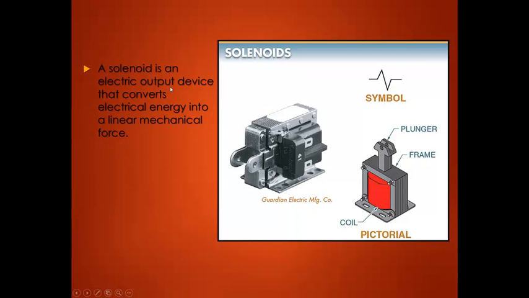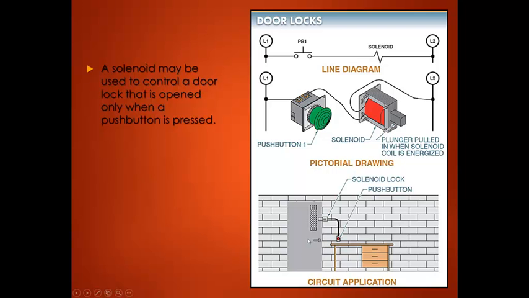A solenoid is an electric output device that converts electrical energy into a linear mechanical force. Here's a symbol for a solenoid. Here's a pictorial drawing. A common application for solenoids is to control a door lock that is open only when a push button is pressed. So it might be a manual lock here to not allow people in a room.